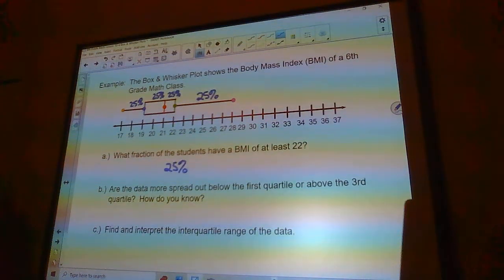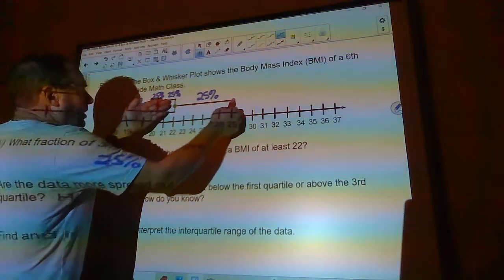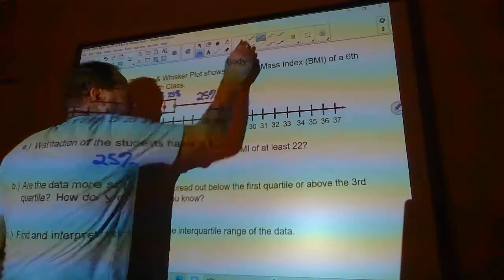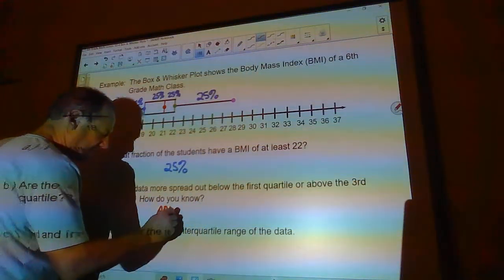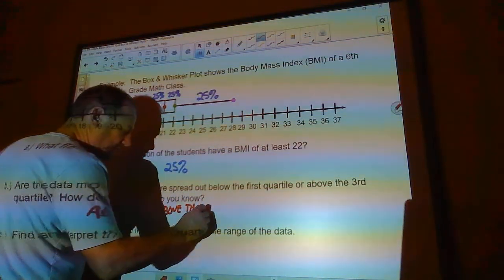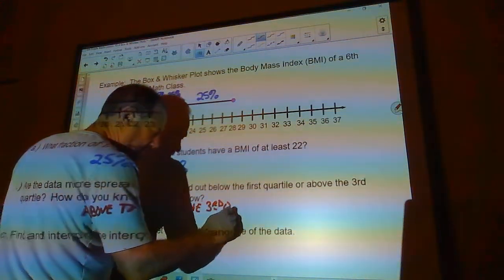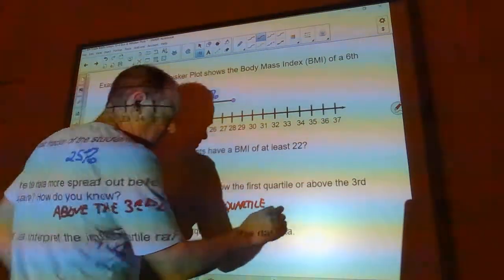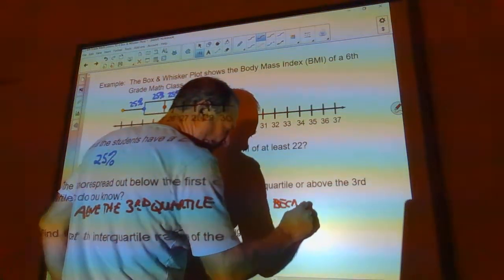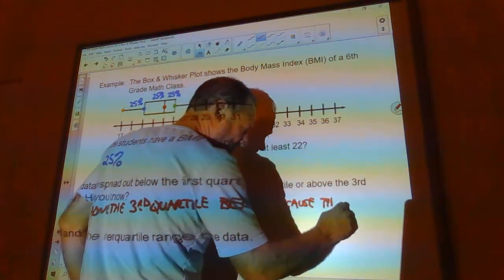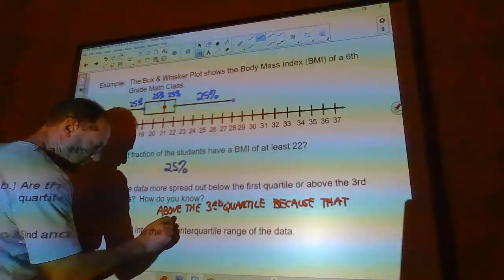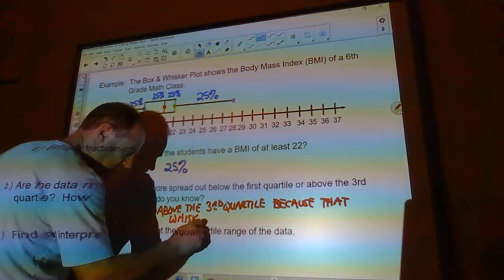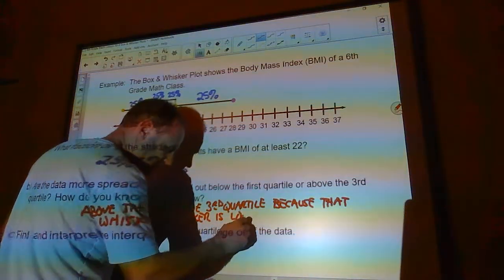Okay, are the data more spread out below the first quartile or above the third quartile? Well, obviously, this is longer, it's more spread out. So the answer to that is going to be above the third quartile. And it asks you, how do you know? Because that whisker is longer, so it's more spread out.